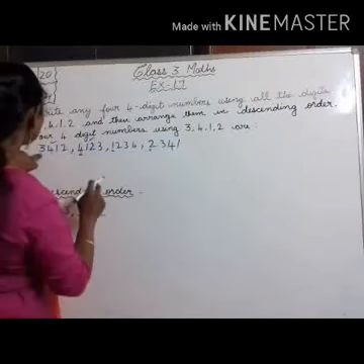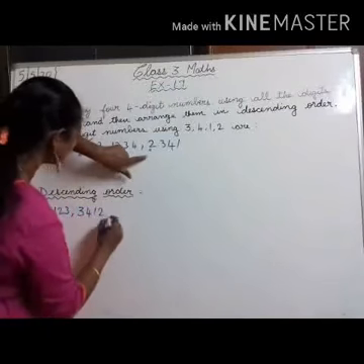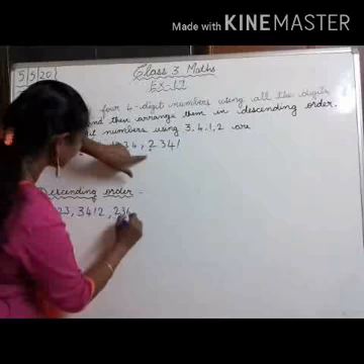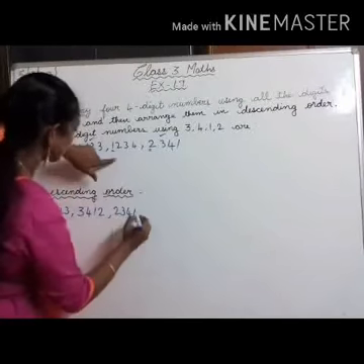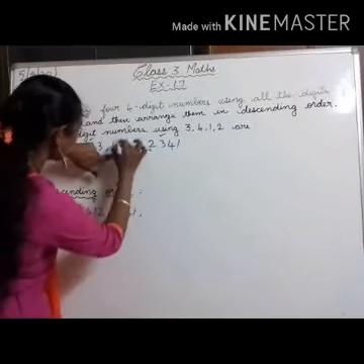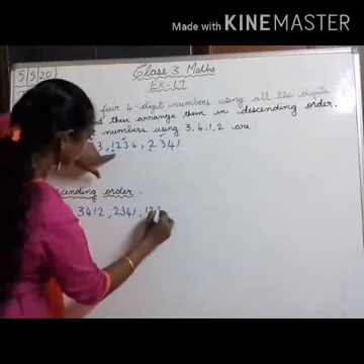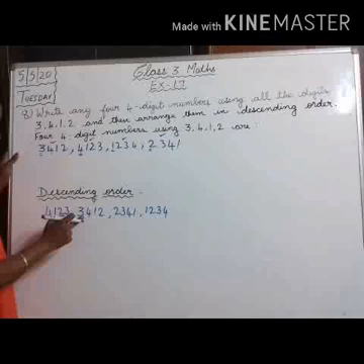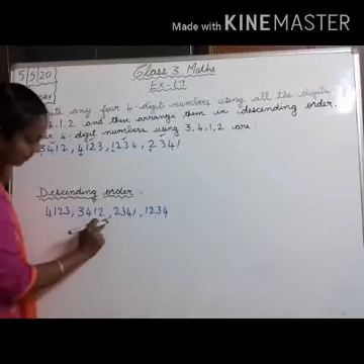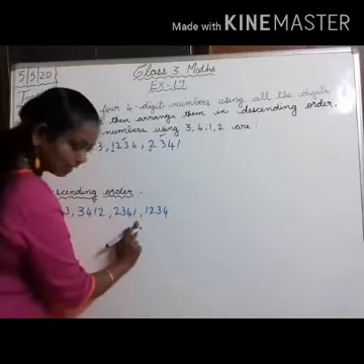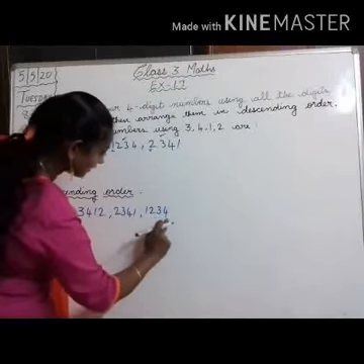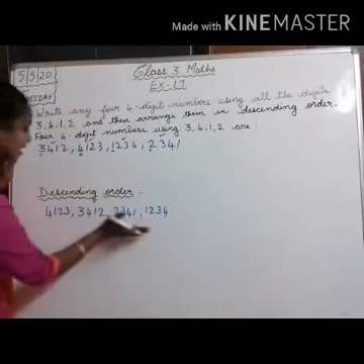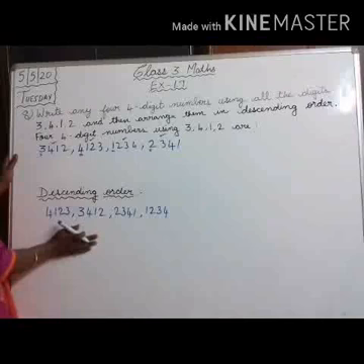Next after 3, next 2, 2,341. Next, the last number will be 1,234. So 4,123, 3,412, 2,341, 1,234. We have arranged these numbers in descending order.